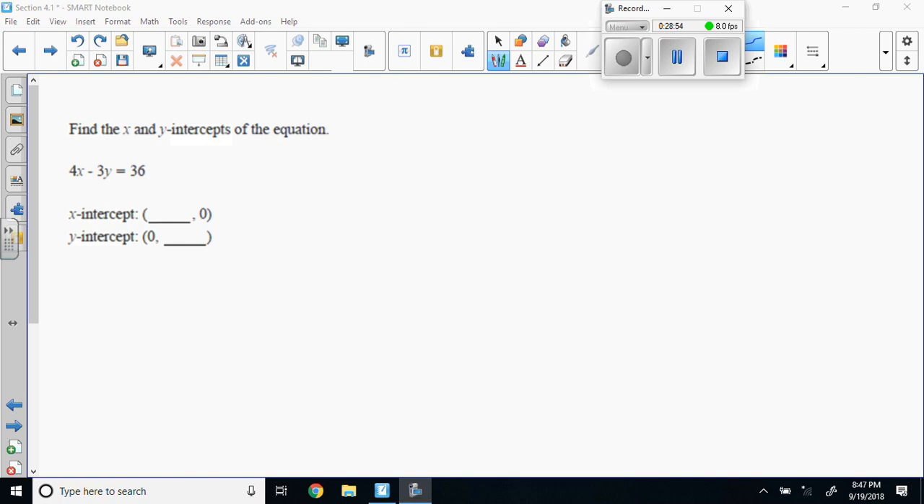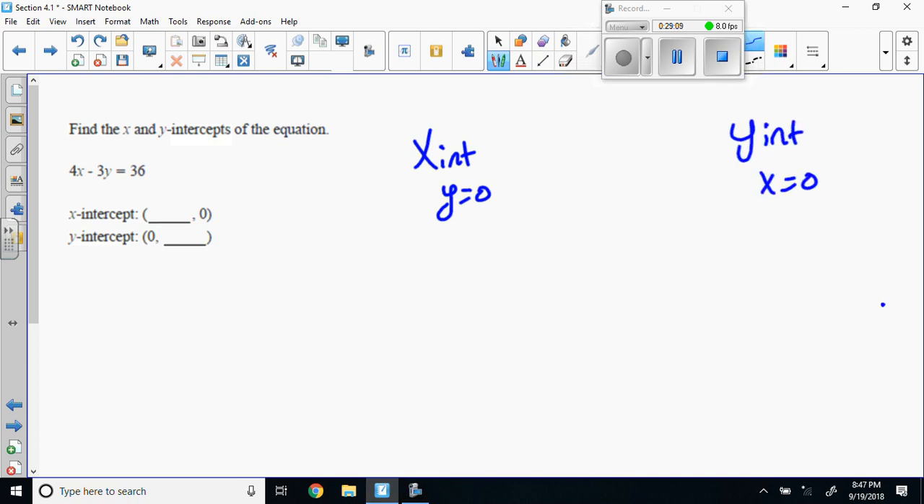Y'all are awesome. All right, so we've got to find the x and y intercepts, okay? So, listen. If I find the x-intercept, I'm going to say y is equal to 0. If I want the y-intercept, I will say x equals 0. Guaranteed. But I'm going to show you how to do this mathematically. Then I'm going to show you how to do this with an understanding. So, bear with me.